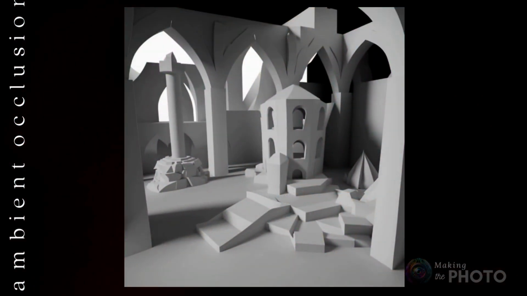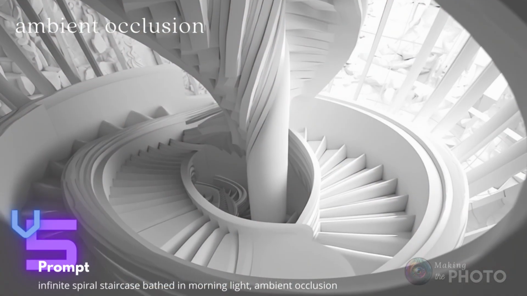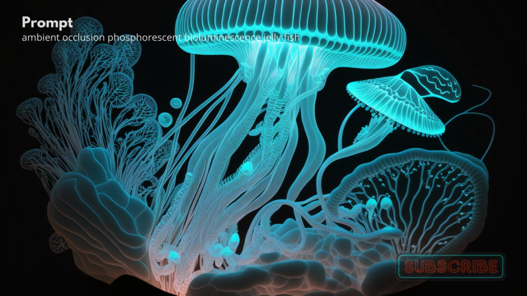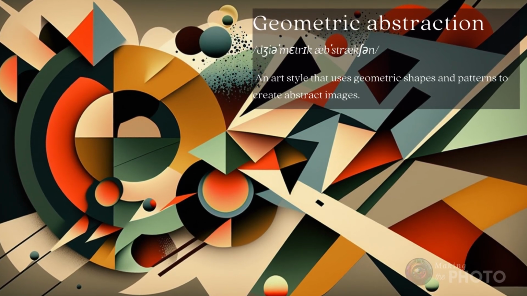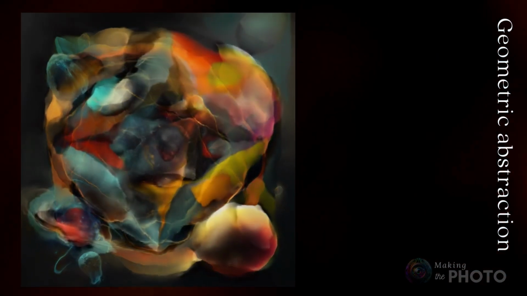Use the term on its own and Midjourney gives you a particular 3D model grayscale effect, but as part of a larger prompt, adds depth with shadows. Let's get a little bit more abstract with the term geometric abstraction. This is an art style that uses geometric shapes and patterns to create an abstract image.